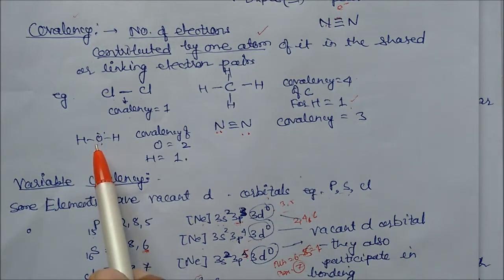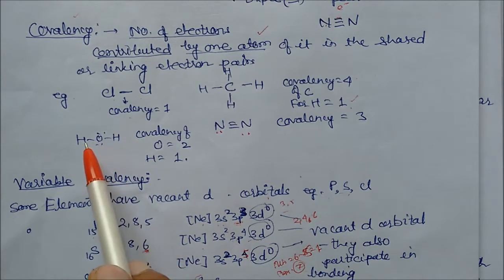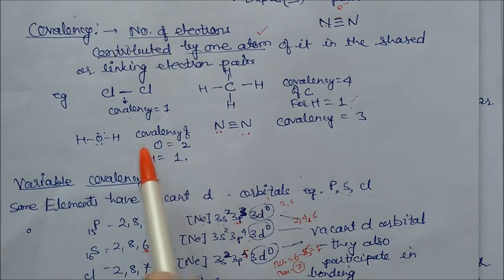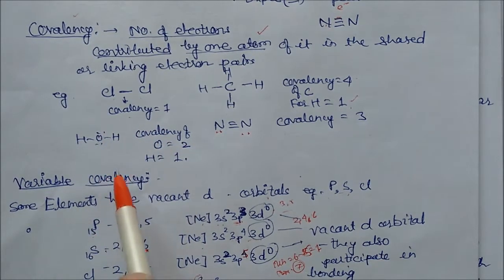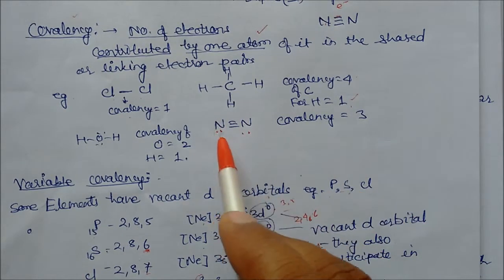Now come to water. How many electrons is one atom sharing? Oxygen shares two electrons, one electron for this hydrogen and one electron for this hydrogen. So the covalency of oxygen in this case is 2 and for hydrogen it is 1. In the case of nitrogen, the covalency will be 3, in a similar fashion.